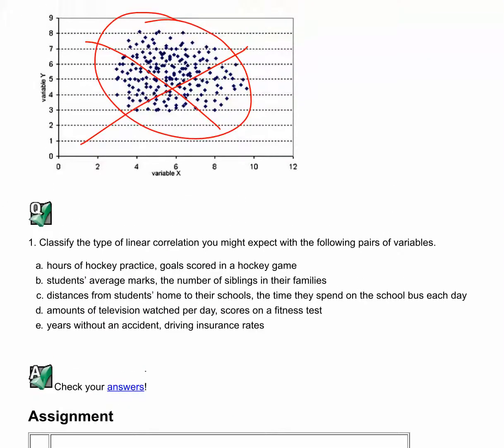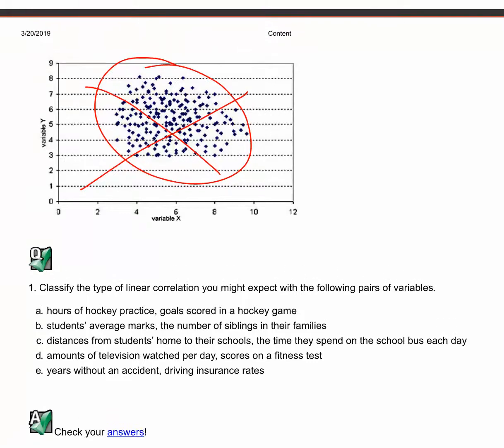So you just have a couple of questions at the bottom here. Check your answers by clicking that right there. The questions are: classify the type of linear correlation you might expect with the following pairs of variables. Hours of hockey practice versus goals scored in the hockey game might be interesting. Students' average marks and the number of siblings in their family. Distances from students' homes to their schools and the time they spend on the school bus each day. Amounts of television watched per day and scores on a fitness test, and years without an accident and driving insurance rates. This one's a good one.